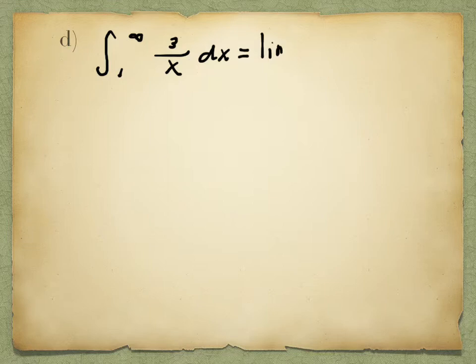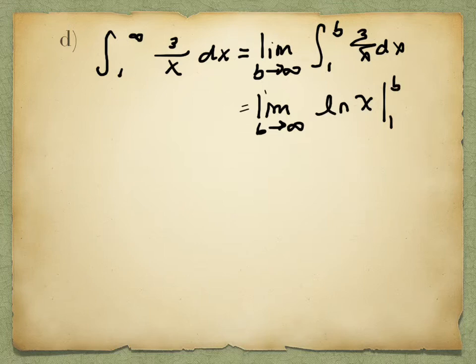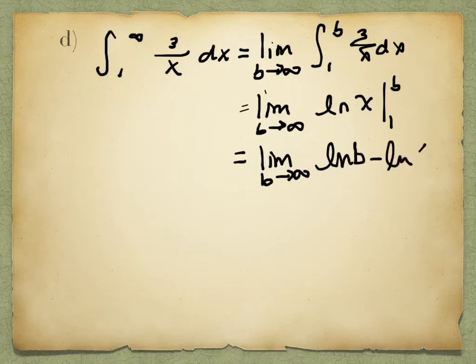So if I take this function and write the limit as b goes to infinity of the integral from 1 to b of 3 over x dx, then I have the limit as b goes to infinity, and I need to know the antiderivative of 3 over x, which is, of course, ln of x. And again, you could put in the absolute values if you'd like, but I'm dealing with numbers from 1 to infinity. They're already positive anyway. So this is from b back down to 1. So this is the limit as b goes to infinity of the natural log of b minus the natural log of 1.